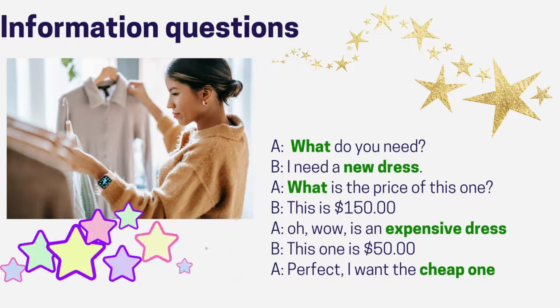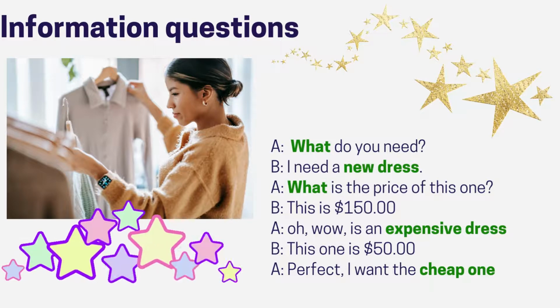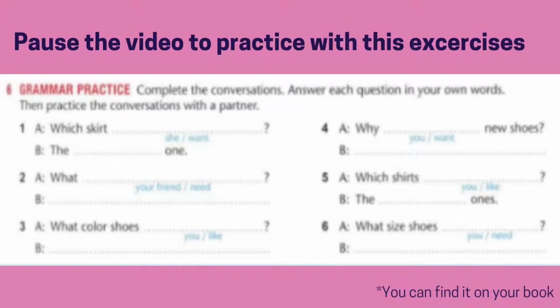Right here in the conversation, we can see that we use new dress and we also use expensive dress and cheap one. Expensive dress is the opposite of cheap. Do you remember what is the opposite of new? Yes, old is the opposite of new. Now, you can pause the video to practice this exercise. Remember that you can find them in your book.